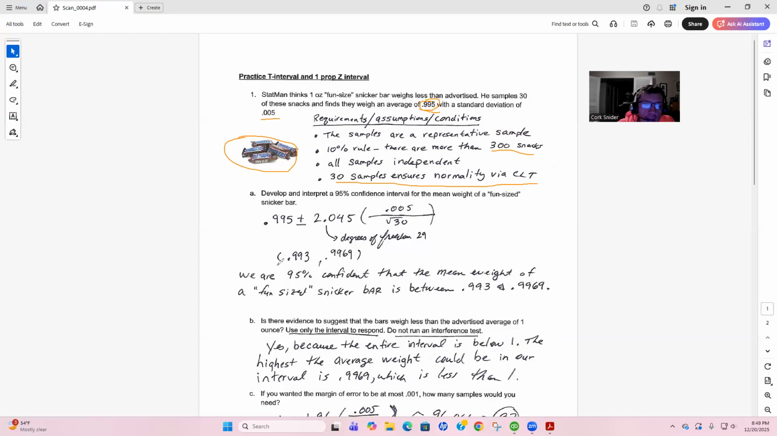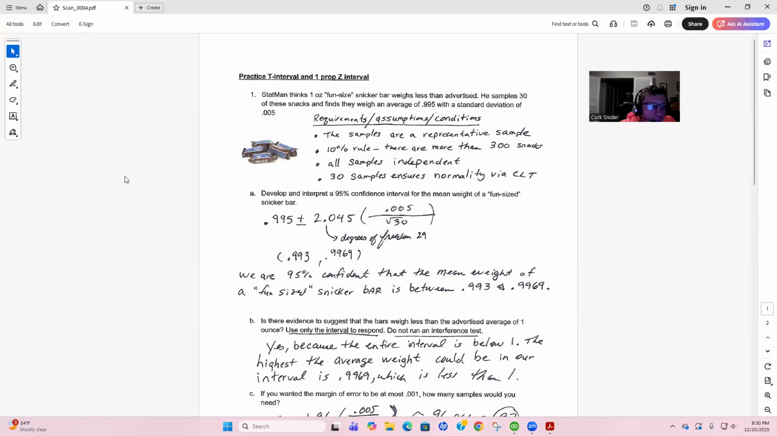So anyhow, develop and interpret. Developing means you got to do the requirements. Really, I should have done check, check, check, check, and I could have put all requirements met. This is the developing of it. Don't just put this, it'll be partial credit because you didn't do the part on your own. You should know how to do this. And then the interpretation is real easy. We are 95% confident that the mean weight of a fun size Snicker bar is between 0.993 and 0.9969.